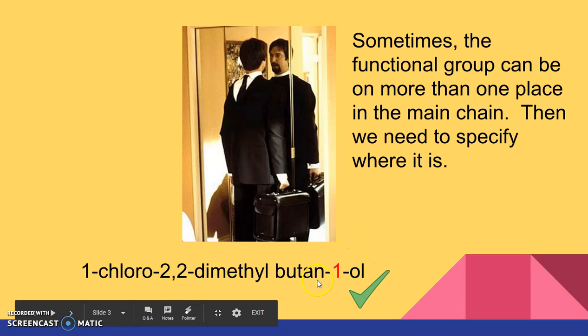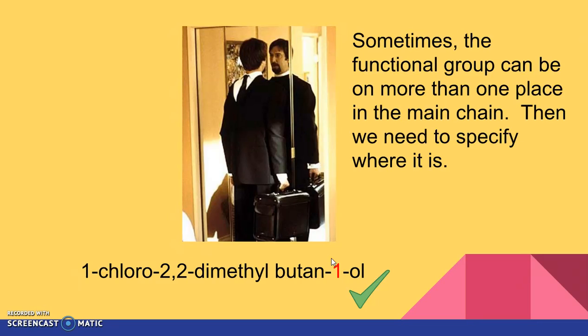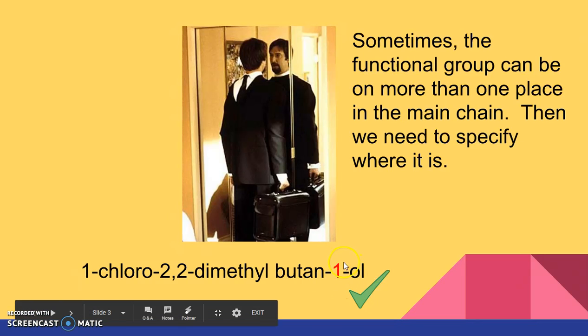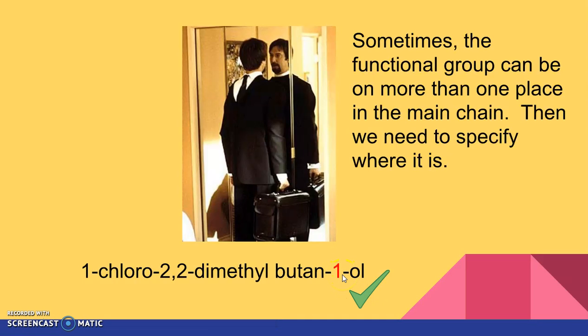The functional group is identified, but the functional group can be in more than one place on my carbon chain. And in the second last step in my naming over here, I identify exactly where my functional group in my carbon chain or in my organic compound is situated.